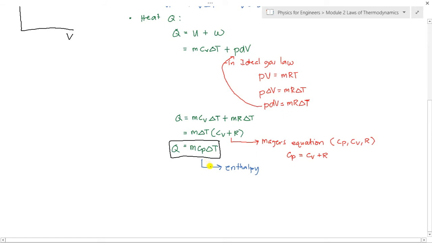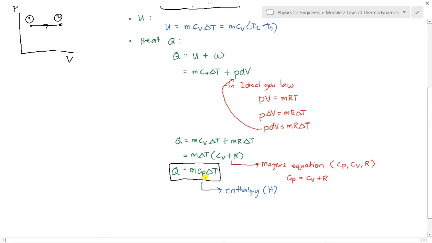So we now have enthalpy, internal energy, and entropy. So this is where enthalpy is rooted. Enthalpy is represented by the letter H. So we have here a new parameter, enthalpy, which is equal to mCp delta T. Okay, so that is the heat.